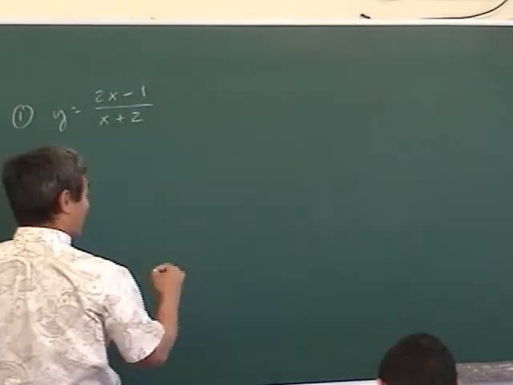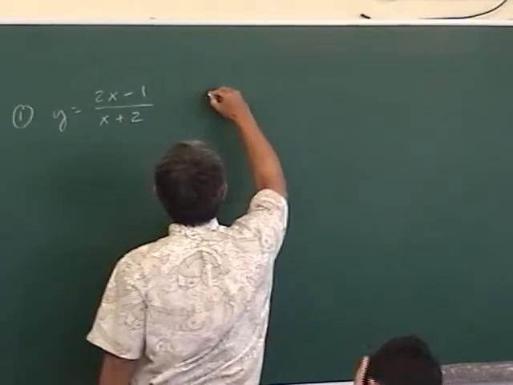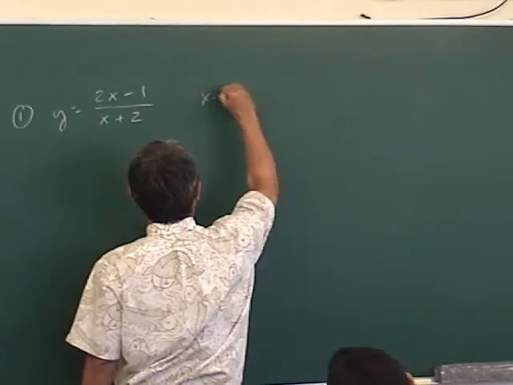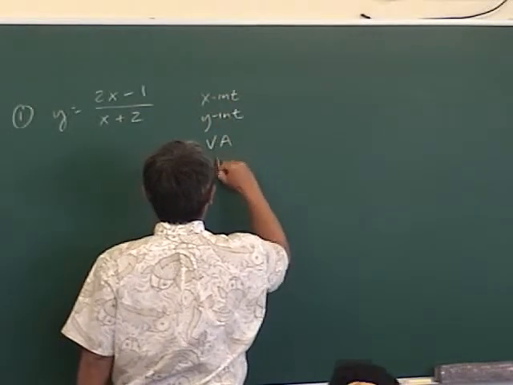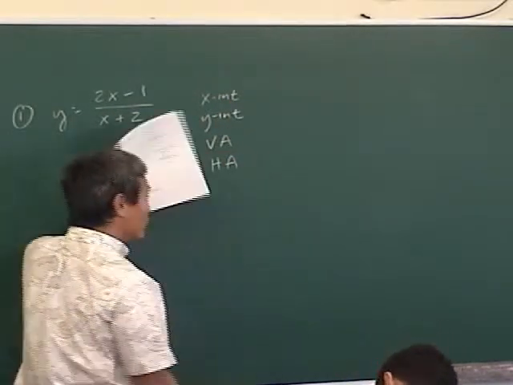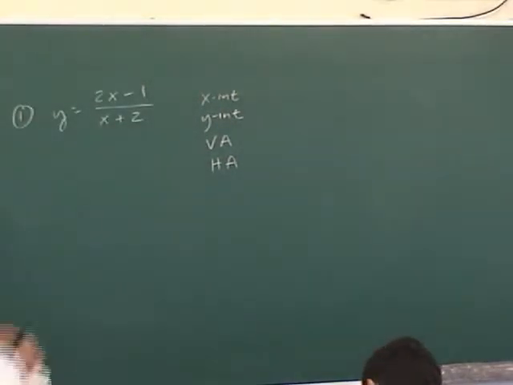Now, people, I wrote the 4 steps down over here: x-intercept, y-intercept, vertical asymptote, horizontal asymptote. Do these 4 things on every one. You might just get 1 point.